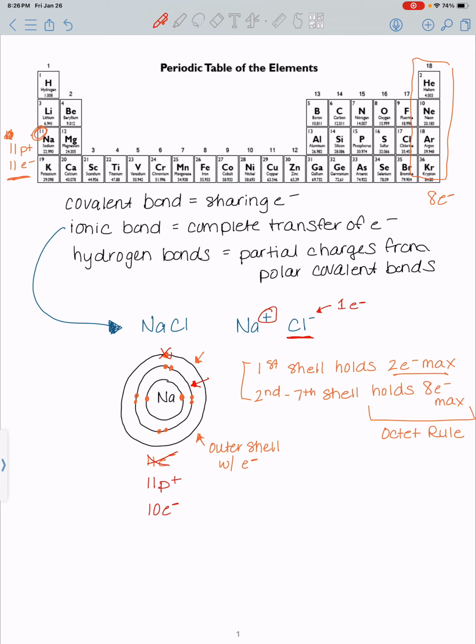Okay, so sodium chloride, we have something with an ion. If it's positive, it's called a cation. If it's negative, we call it an anion. Those are just terms to represent that. Cations are electron donors, and anions are electron acceptors.